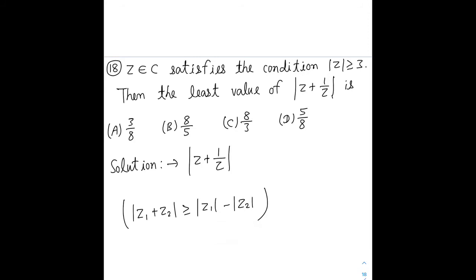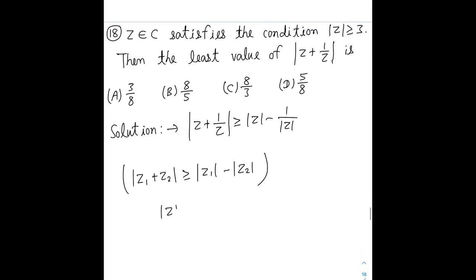So if you apply this property over here, then you will get greater than or equal to mod z minus 1 by mod z. Now you know that mod z is greater than equal to 3. Now what about 1 by mod z? Are you getting it? Suppose mod z is greater than equal to 3, then 1 by mod z would be lesser than equal to 1 by 3.